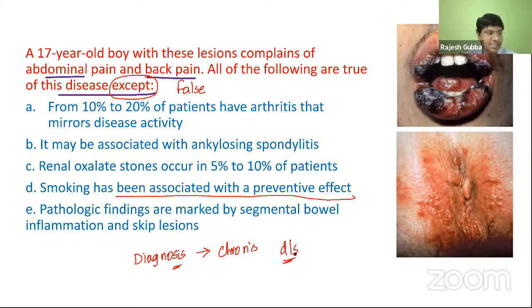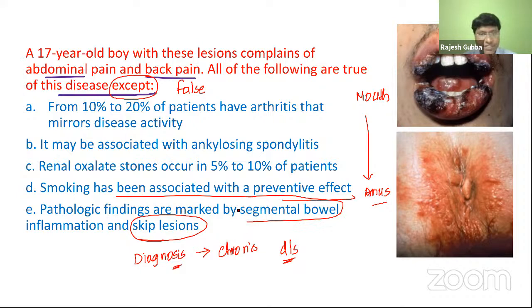Now, why is it Crohn's disease? Let me take up the discussion of Crohn's disease. In Crohn's disease, lesions are present from mouth up to anus. The other important feature of Crohn's disease is that they will have skip lesions. These pathological findings are marked by segmental bowel inflammation and skip lesions. So the presence of segmental bowel inflammation, skip lesions, and lesions present from mouth to anus, all of these are suggestive of Crohn's disease.